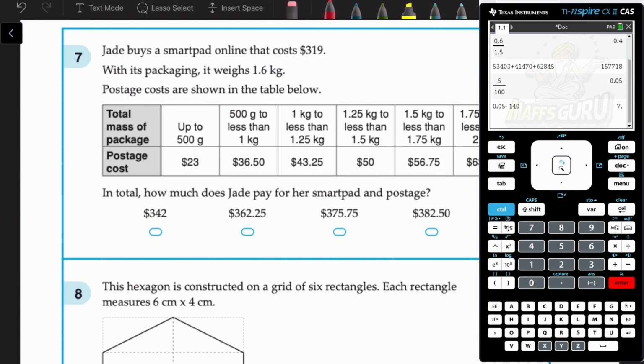Jade buys a smart pad online that costs $319. With its packaging, it weighs 1.6 kilograms. Package cost is shown in the table below. In total, how much does Jade pay for her smart pad and postage? We've got to take the $319, and then find out how much it's going to cost to post at 1.6 kilos. Well, 1.6 seems to fall in this bit here, so that's $56.75. Using my CAS, 319 plus 56.75 gives me $375.75.